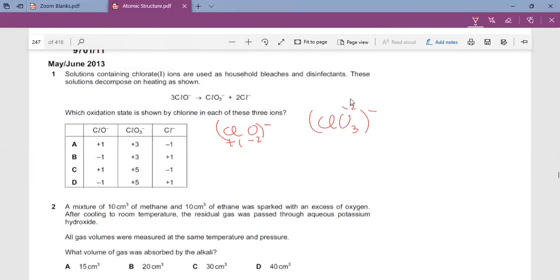So it's -6 there. How can I get a -1 here? Must say +5. Of course, the last one is -1. So these two are -1. All right, simple. ClO3 is +5, and the others +5 and +1.